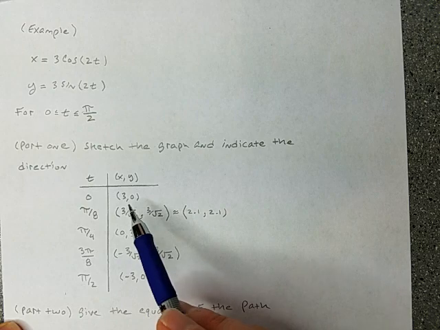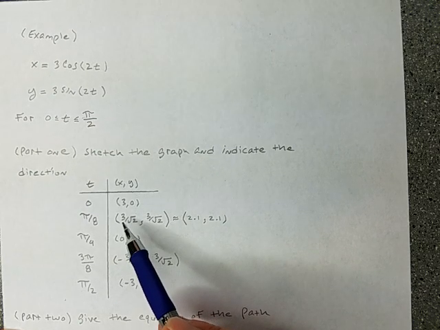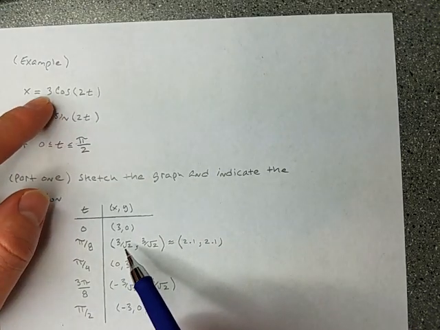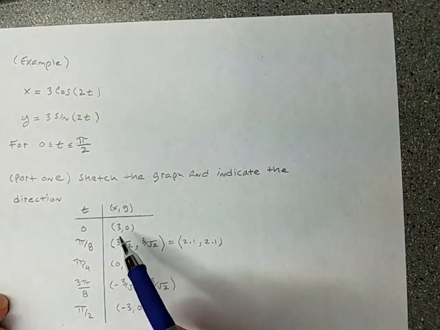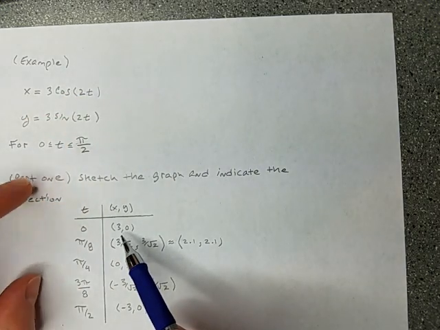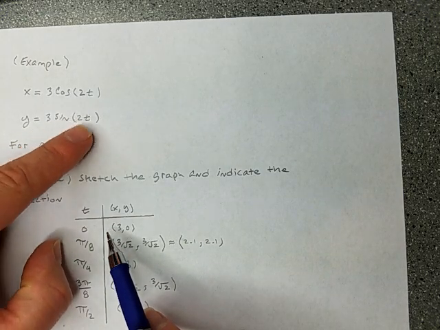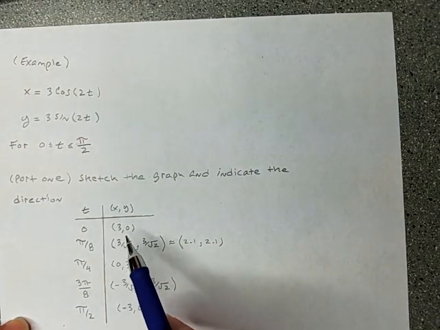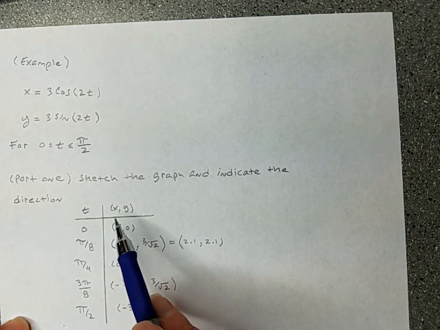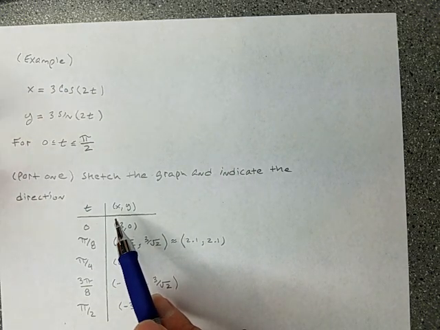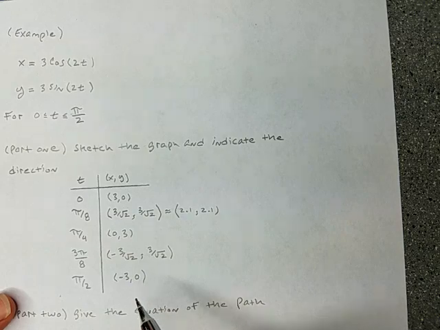Where did I get these numbers? Where did I get x and y? Well, if t is 0, x is 3 cosine 2 times 0. That's 3. And if t is 0, I get y to be 3 sine 2 times 0. So that's just what you get if you put that value of t up there and get x and y. So same thing with the others.